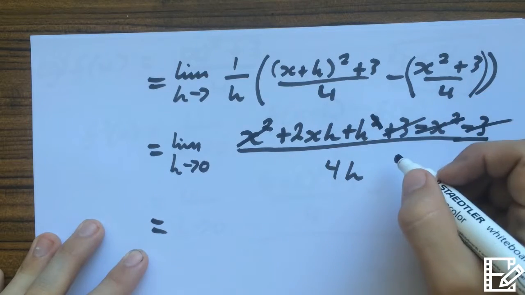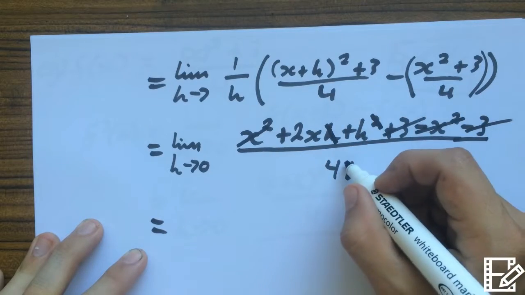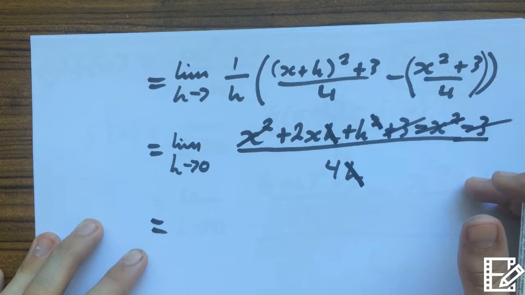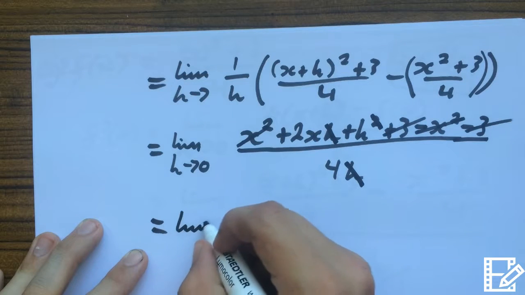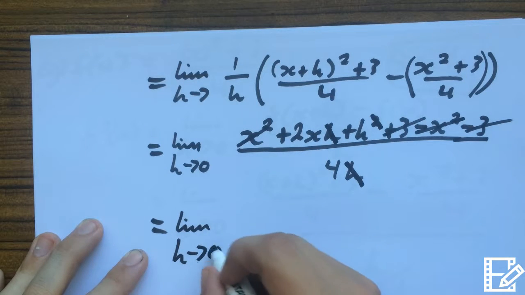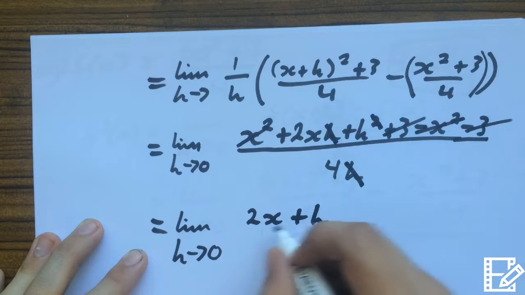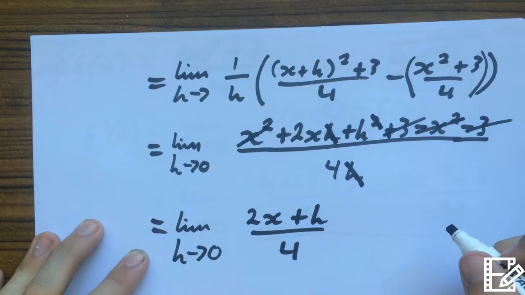We can get rid of a squared and get rid of an h on the bottom. So we get rid of one h from each bit. Rewriting this, we get, as h approaches 0, 2x plus h on 4.